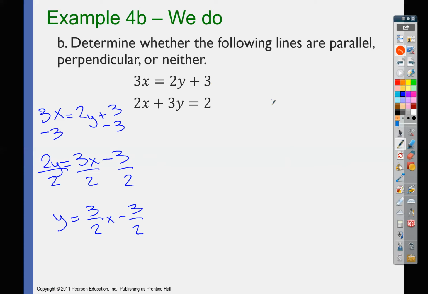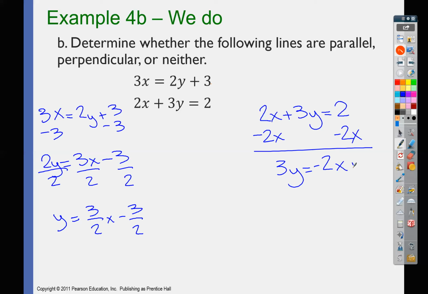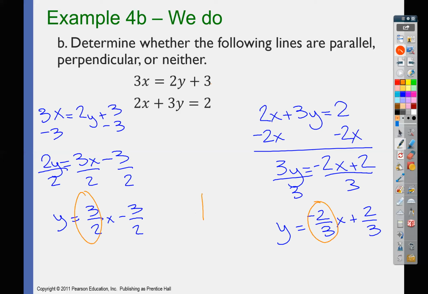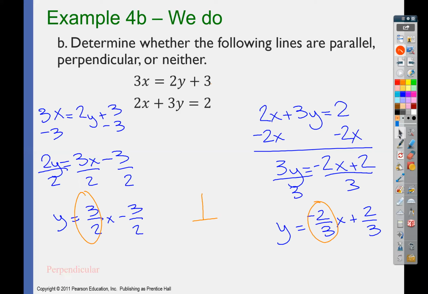And then the second one, 2x plus 3y equals 2. I'm going to subtract 2x from both sides, and I'll get 3y equals negative 2x plus 2. Divide everything by 3. I'm going to get y equals negative 2/3 x plus 2/3. So let's look at the slopes. Negative 2/3 and a positive 3/2. So I'm going to say those are perpendicular because they're opposite signs and reciprocal.